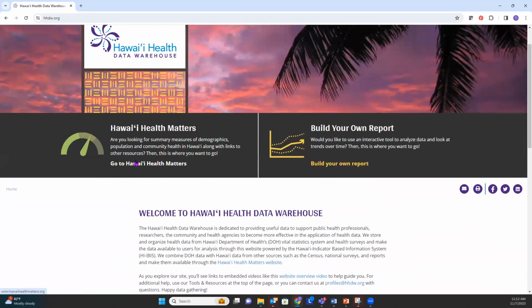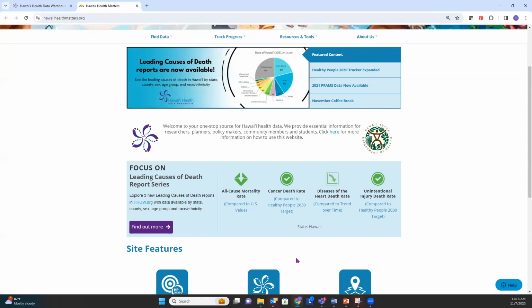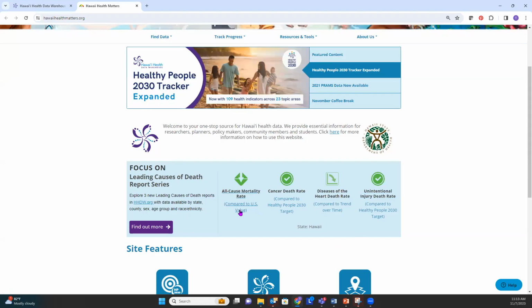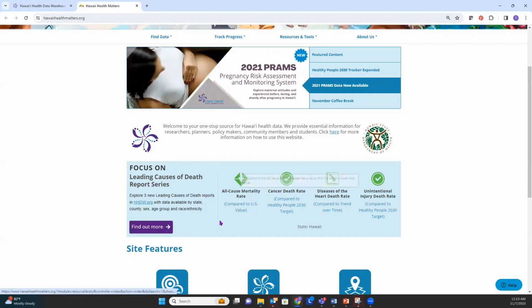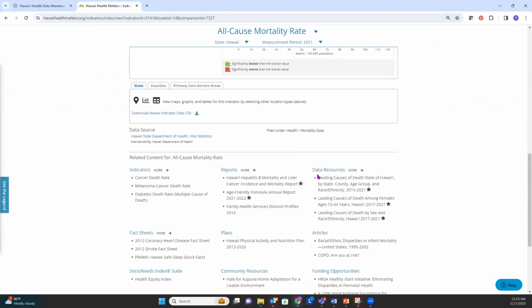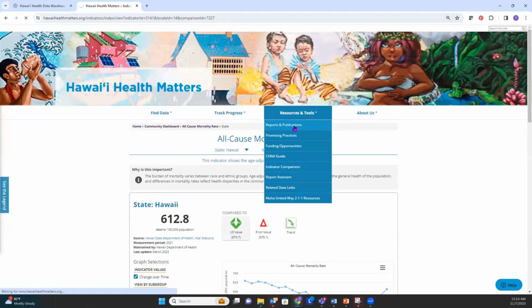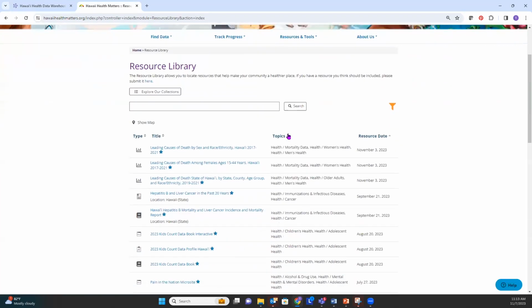You can also come to our Hawaii Health Matters homepage. And you'll see here that, again, the leading causes of death reports are now available. That's our featured content, and we also have a focus on those leading causes of death reports here. For example, if you clicked on any of these indicators, and you're familiar with our Hawaii Health Matters system, you'd get information about, in this case, the all-cause mortality rate for the state. But if you scroll down here, you'll see in terms of data resources, our leading causes of death reports are available right here. So anything that you're looking at for mortality data, they're going to come up. But they're also going to be permanently housed here under our resource library. So resources and tools, reports and publications, and you can see them here. They have a little star on them because they are featured content this month.